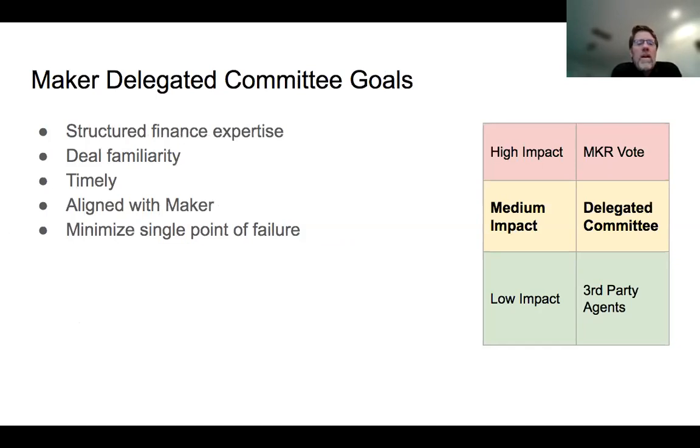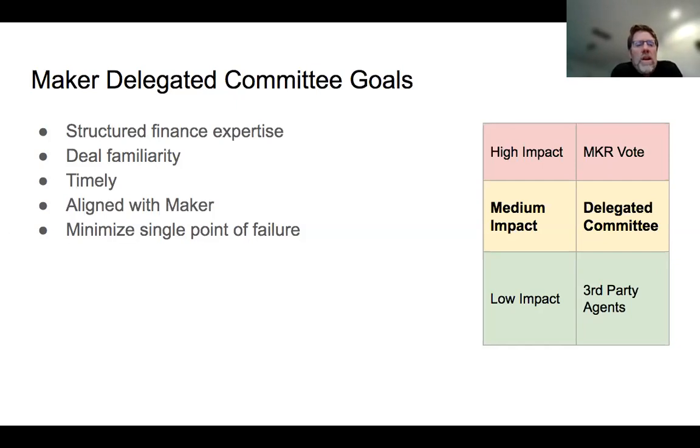Let's talk a bit about the delegated committee goals, or what it should do. I'm not being too specific on exactly who should be there. I think it's more about what is needed on the committee to make good decisions. You're going to need structured finance expertise, clearly. If you could get some really smart guys, but they don't know about credit investing and structures, they're probably not going to be that good at knowing what to do. So you've got to have some expertise there.